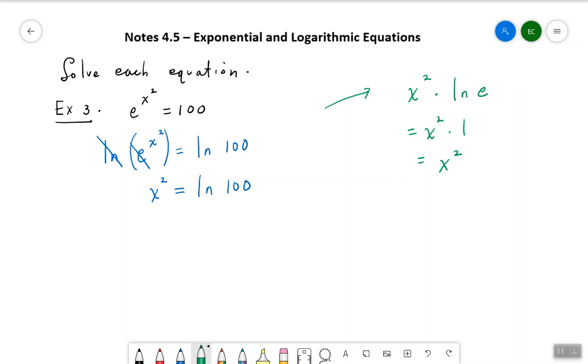Okay, so we have x squared equals natural log of 100, and now we can just take the square root of both sides, and on the left side we'll have x, and on the right side we'll have the square root of the natural log of 100, but don't forget that there's a plus or minus out in front. So there are the exact answers, 2 exact answers, and there's a decimal approximation.